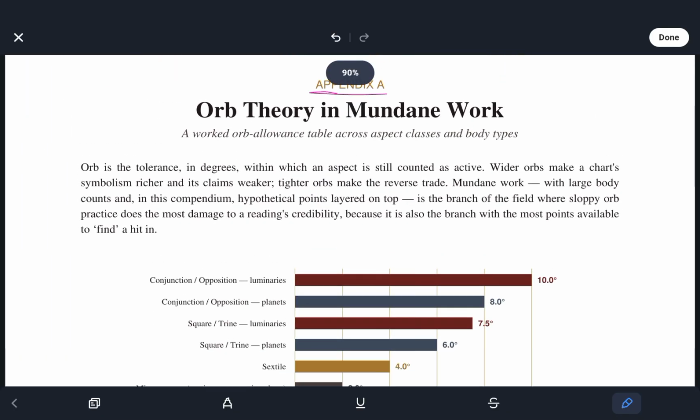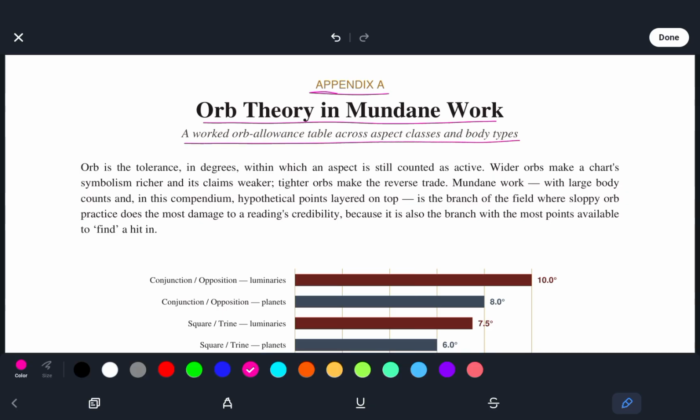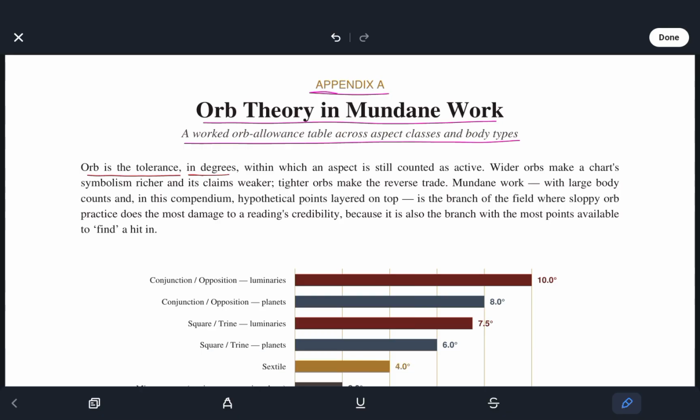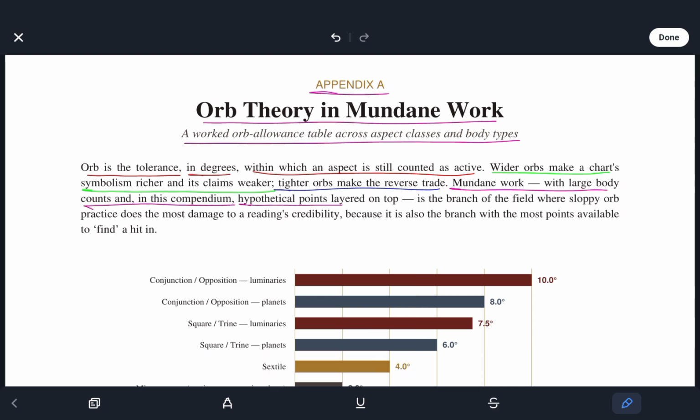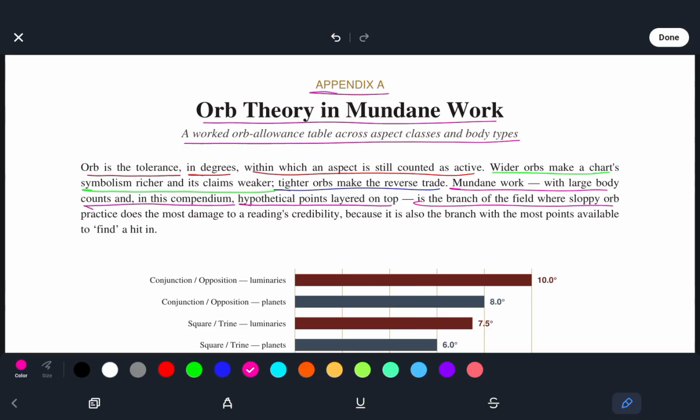Here is Appendix A, orb theory and mundane work. A worked orb allowance table across aspect classes and body types. Orb is a tolerance in degrees within which an aspect is still counted as active. Wider orbs make a chart's symbolism richer and its claims weaker. Tighter orbs make the reverse trade. Mundane work with large body counts, and in this compendium, hypothetical points layered on top, is the branch of the field where sloppy orb practice does the most damage to a reading's credibility, because it is also the branch with the most points available to find a hit.